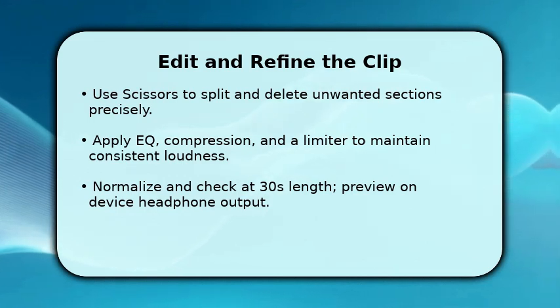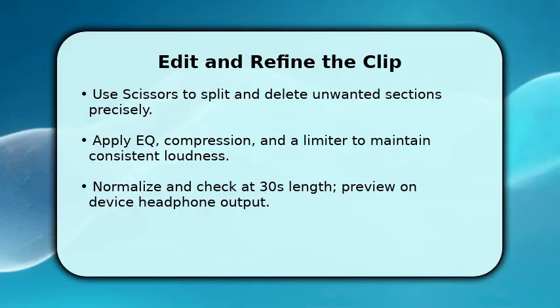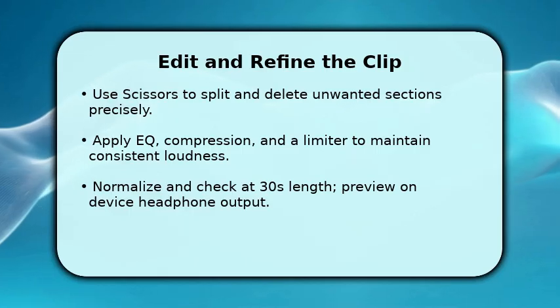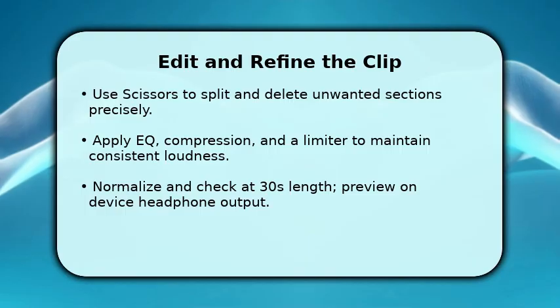Apply EQ to carve frequency conflicts, use light compression to smooth dynamics, and add a limiter to prevent overload during loud hits. Once done, normalize the region and listen through headphones. This reveals harsh highs or weak lows. Make sure transitions are seamless and the ear-catching part plays within 30 seconds. If it still sounds flat, tweak EQ or transient shaping and preview again.